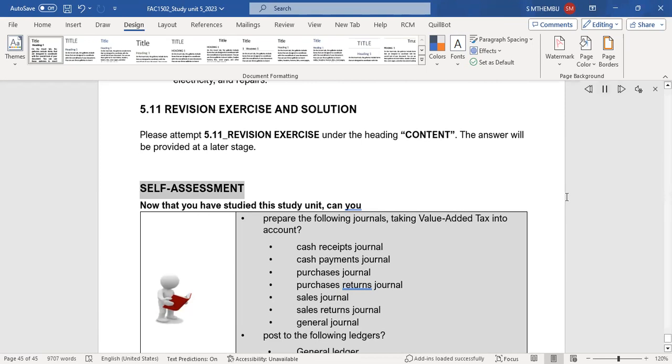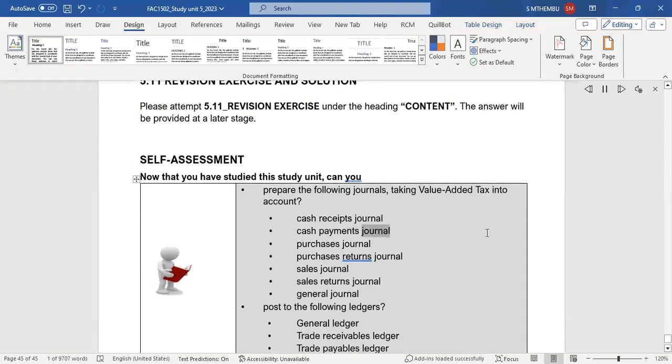Self-assessment. Now that you have studied this study unit, can you prepare the following journals, taking value-added tax into account? Cash Receipts Journal, Cash Payments Journal, Purchases Journal, Purchases Returns Journal, Sales Journal, Sales Returns Journal, General Journal.